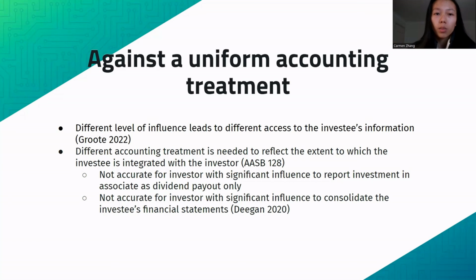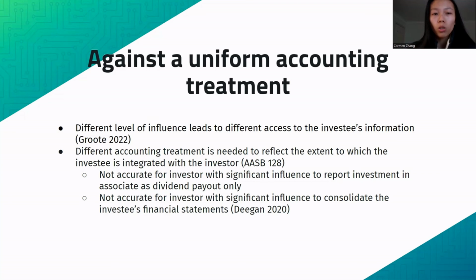Also, the AASB 128 provides reasoning behind the need of separate treatment, specifically for the equity method. It states that because the investor has significant influence or joint control over the investee, the investor should have an interest in the associate's performance and profit. It will not be accurate to report investment with significant influence as only the dividend payout, because the investor does have the power to contribute to investees' profits and decisions.